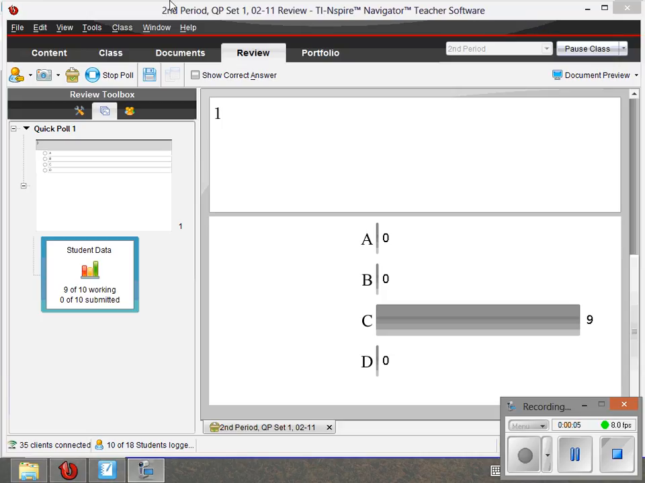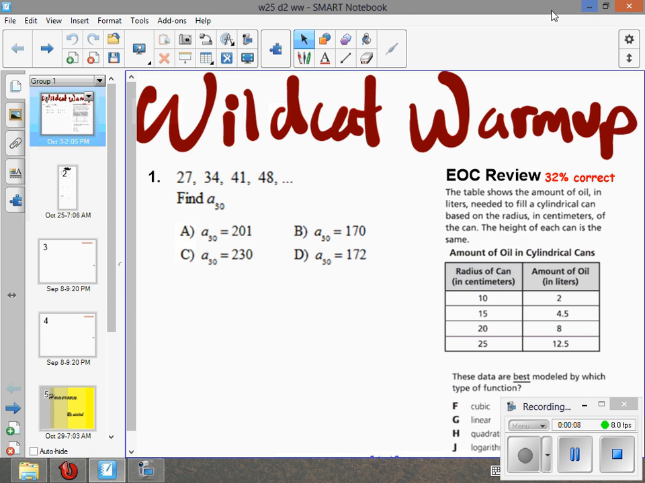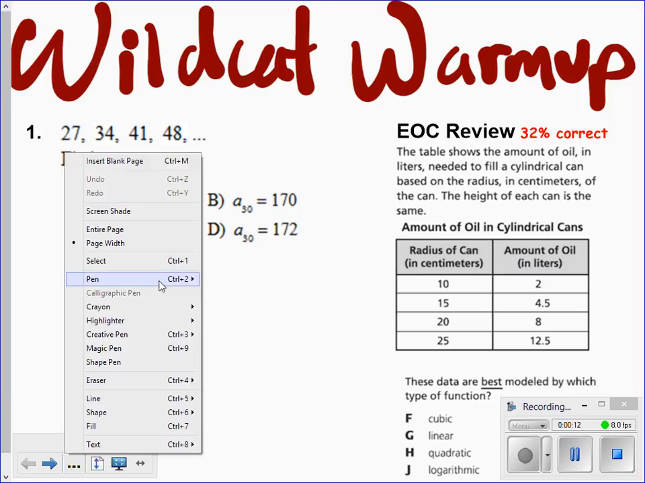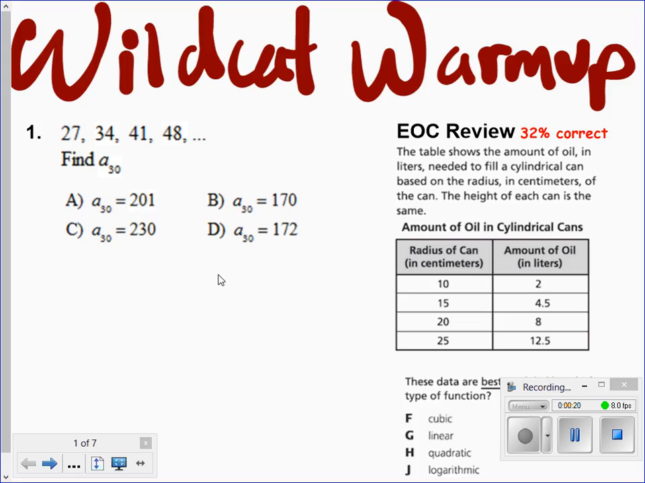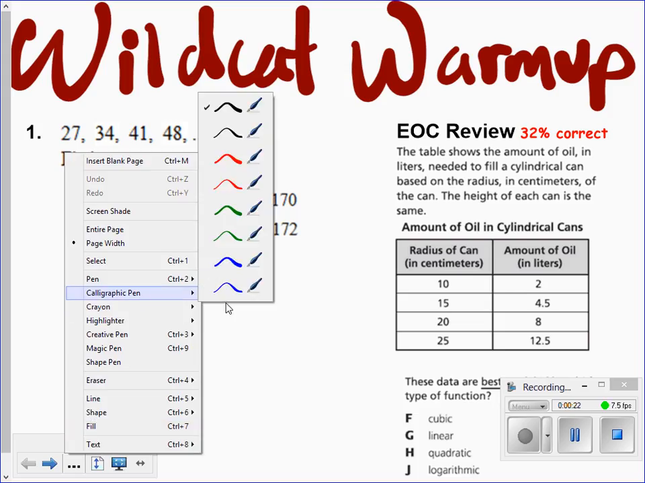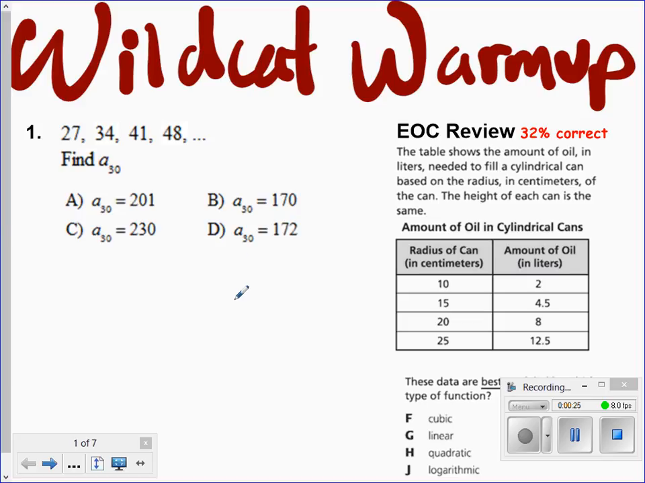Here's what you said on number 1. So we seem to think that the answer is C. How'd you get that, Kachette? First I'd do 34 minus 22 to get the difference. Good. Then 27 plus 7. And then 30 minus 1.